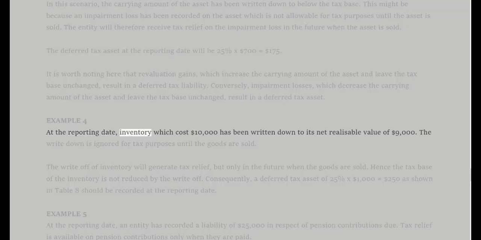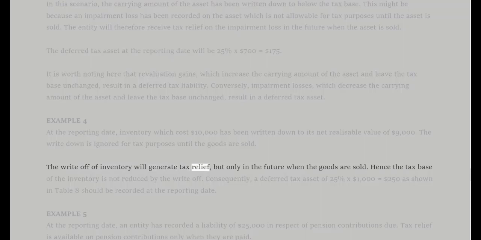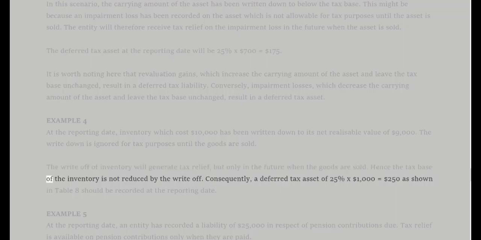Example 4. At the reporting date, inventory which cost $10,000 has been written down to its net realizable value of $9,000. The write-down is ignored for tax purposes until the goods are sold. The write-off of inventory will generate tax relief, but only in the future when the goods are sold. Hence the tax base of the inventory is not reduced by the write-off. Consequently, a deferred tax asset of 25% x $1,000 equals $250, as shown in Table 8, should be recorded at the reporting date.